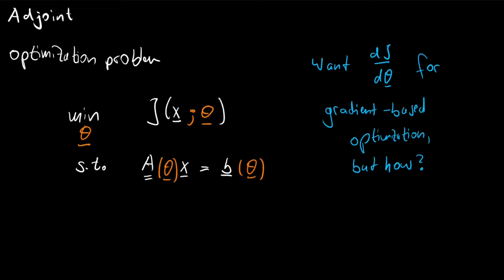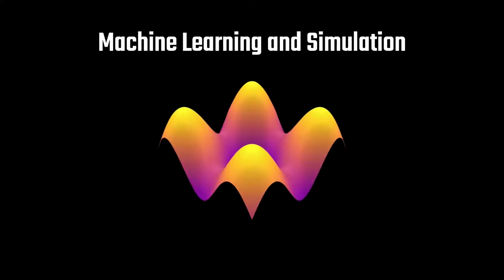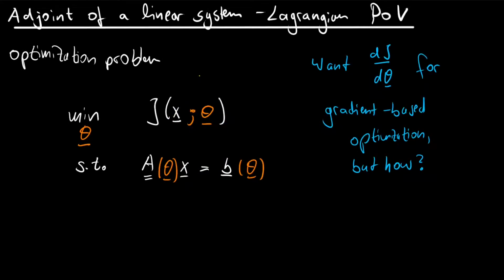In this video, we want to again look at the adjoint method for a linear system of equations, but from the Lagrangian point of view. Hi and welcome to this new video that will extend your knowledge of the adjoint method for a linear system of equations, because here we will look at a different perspective by using the Lagrangian of an optimization problem.